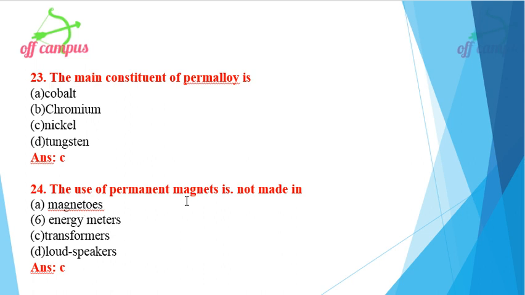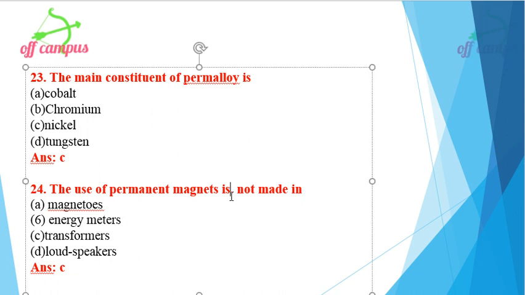The use of permanent magnet is not made in magnetos, energy meters, transformers, loudspeakers. See, the use of permanent magnets is not made in transformers. Okay, answer C is the right option.